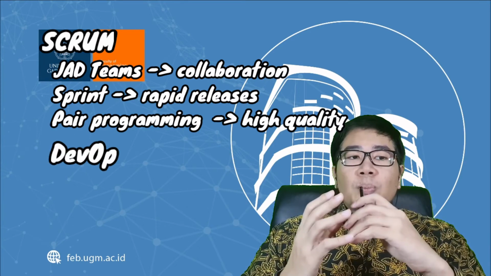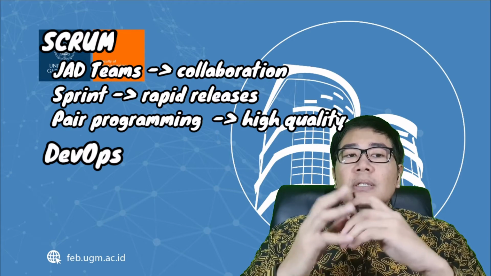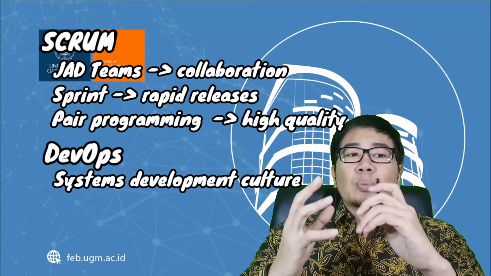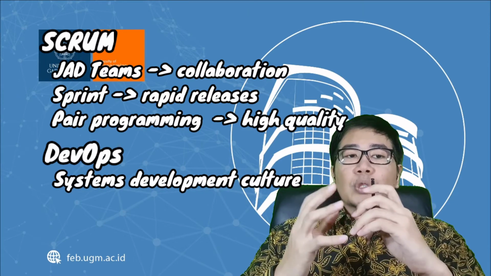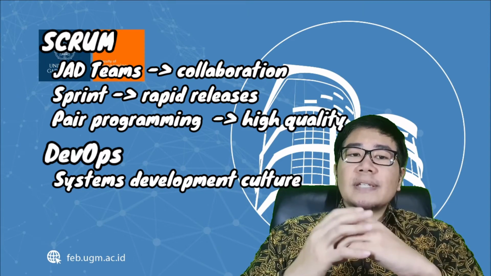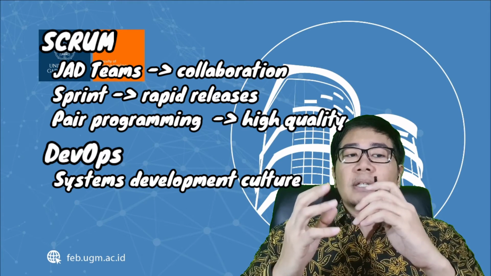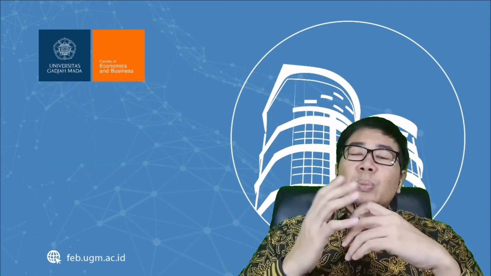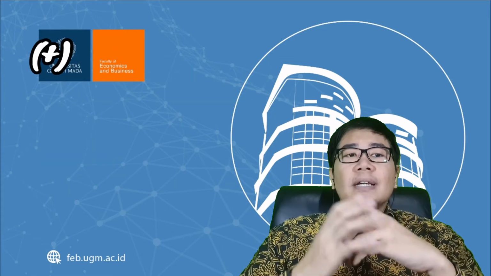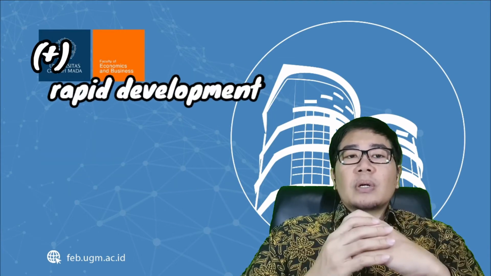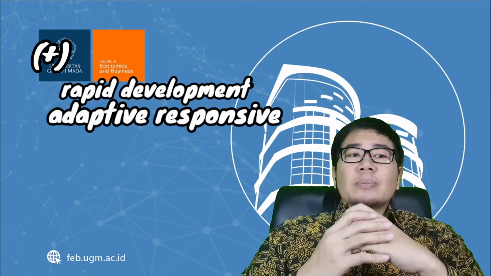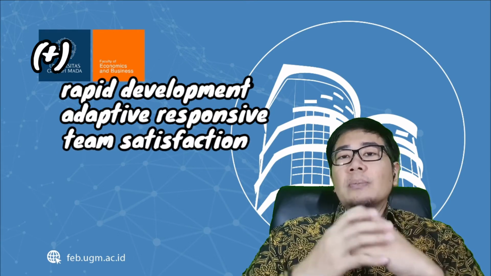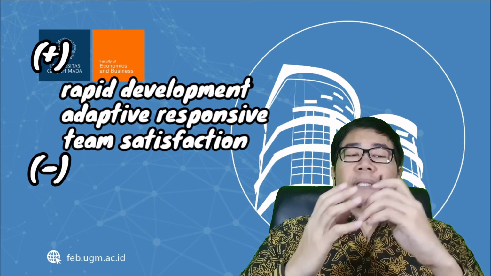Another Agile method, DevOps, is also similar to Scrum, but is more long-term oriented by forming a systems development culture in the form of collaboration between users and the development teams who will periodically update the systems. A few advantages of Agile methodologies are that they can accelerate system development and are highly adaptable to user response and increase the satisfaction of the development team.